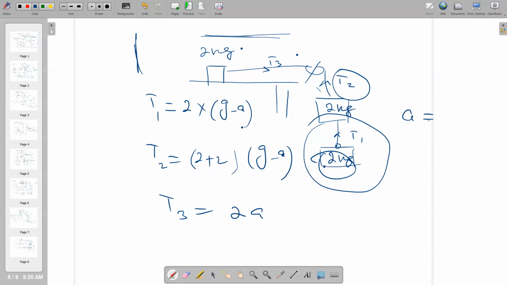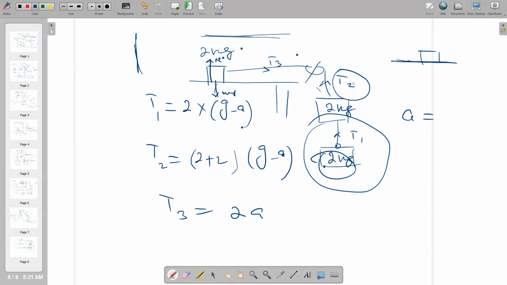Student: Doctor, isn't there an N force? Yes. This is mg and this is N. This is balanced by this one. N is equal to mg. N will be there when it is placed on something. Otherwise, no N. Here, no N. In this case, no N. Okay.